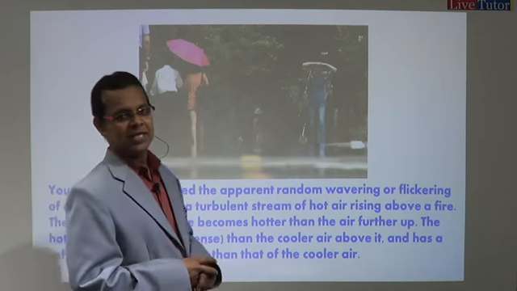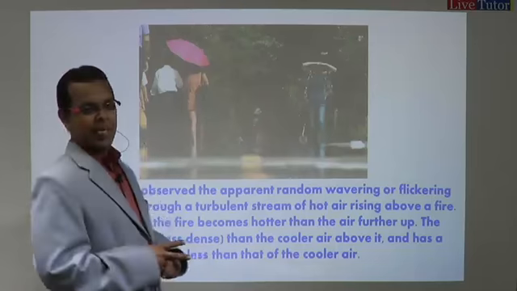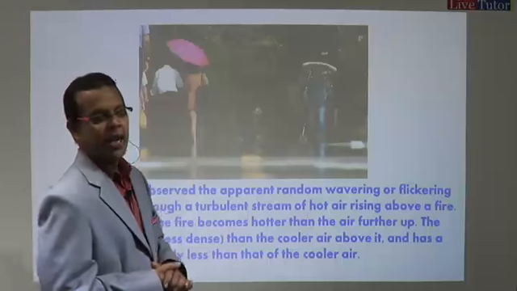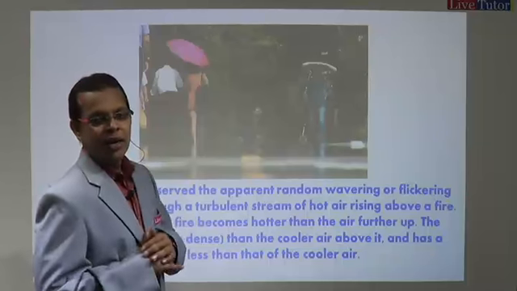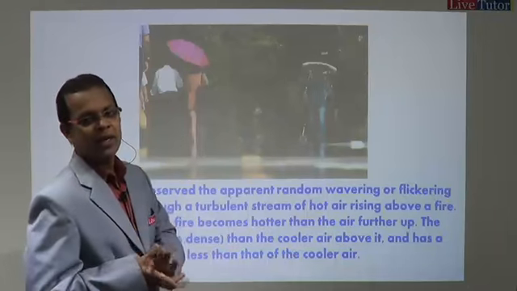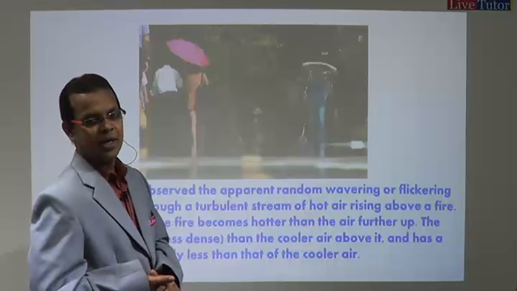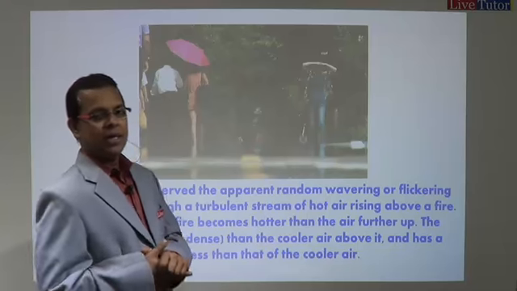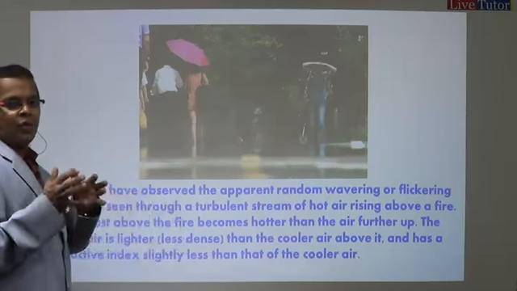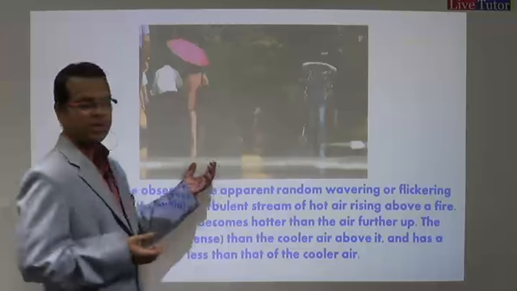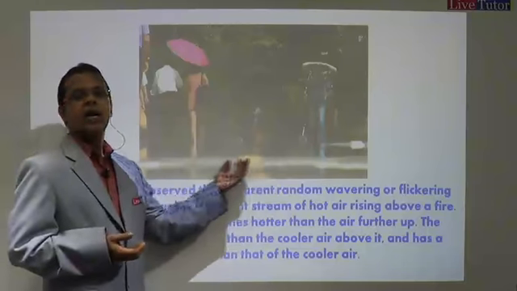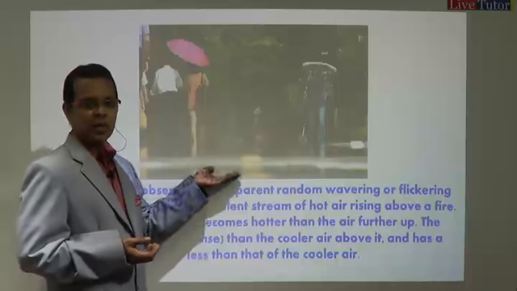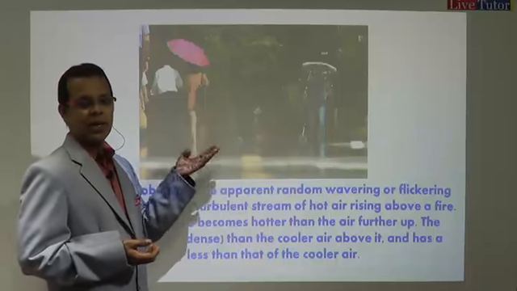Mirage, very good. Mirage. In Tamil, we say kanal neer, isn't it? So it is not actually water. It may look as if water is present there. That is because of the variation in the light and also the variation in the density because of the temperature. That is actually random wavering or flickering of an object when you see through the very hot air which is rising above the road. Yes, optical density is varying.